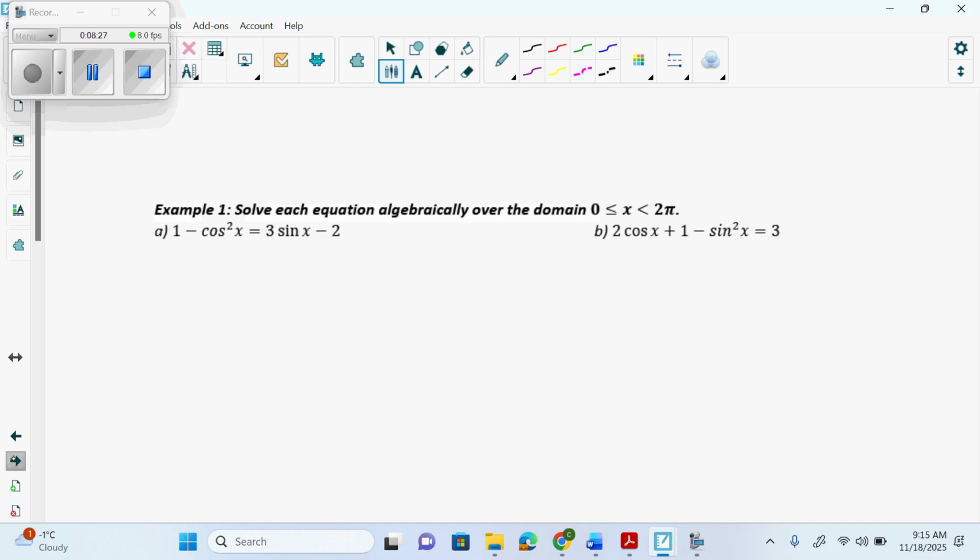Here, we're going to get trinomials. In order to factor a trinomial, you have to have all the same things. So you have to have all coses, or you have to have all sines. And then you can just do a normal trinomial factor by decomp or product sum. So here we have solve each equation algebraically over the domain 0 to 2 pi. Okay? I'm going to move it all to one side. So I'm going to have 1 minus cos squared x minus 3 sine x plus 2 equals 0.